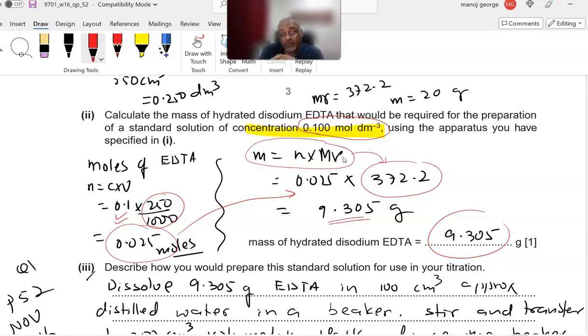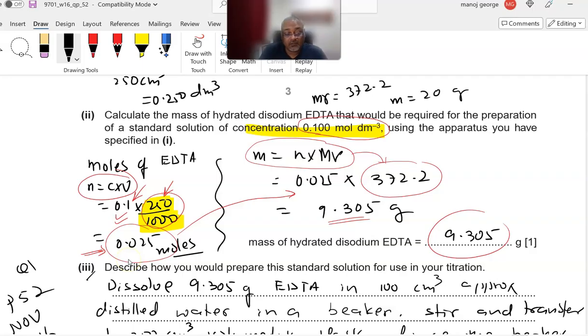Since we are using a 250 cm cube volumetric flask, we already know the volume that we need, we already know the concentration that we need, and of course we know the formula n equals c times v. So we can punch in all the information to get the value of the moles. Now remember, to convert cm cube into dm cube, you need to divide it by 1000. That's the reason why the 250 cm cube was divided by 1000 to change into dm cube.